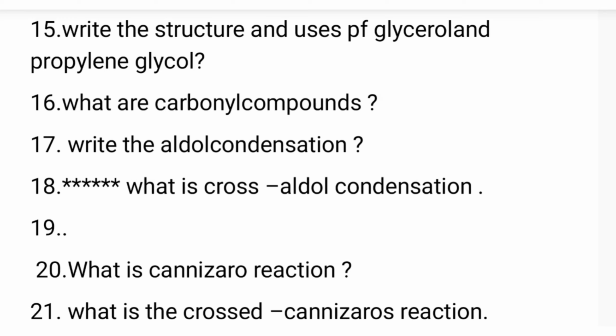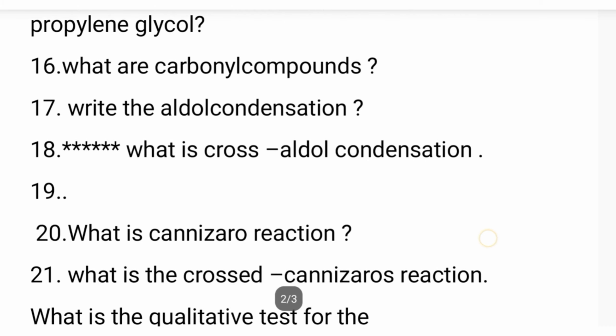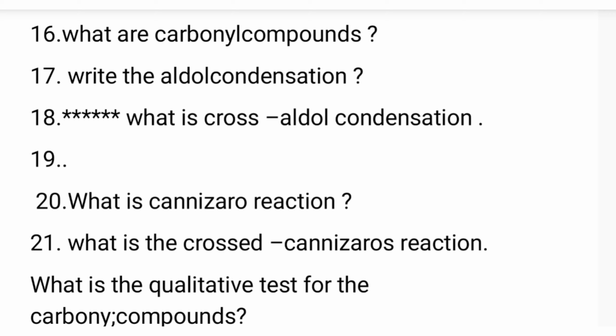If you concentrate on the structures and uses of these chemicals, then definitely you will score good marks. Why? Because writing the IUPAC names and the structures of these compounds is definitely given 2 marks. Okay, and what are the carbonyl compounds? Make sure to know what carbonyl compounds are. Carbonyl compounds are entirely different from the carboxylic group. Carbonyl compounds mean aldehydes and ketones.